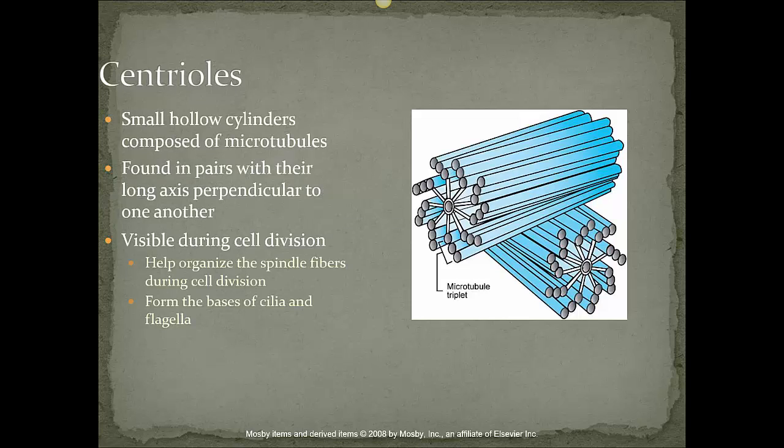Centrioles, these are small hollow cylinders within the cell, and their main job is to be an anchoring point for the cytoskeleton. They're very important in division of the cell, and when we get into things like mitosis and meiosis, we'll find out why they're very important. And you can actually see these during division of the cell, and we'll see that. But these are meant for the cytoskeleton to attach itself to.